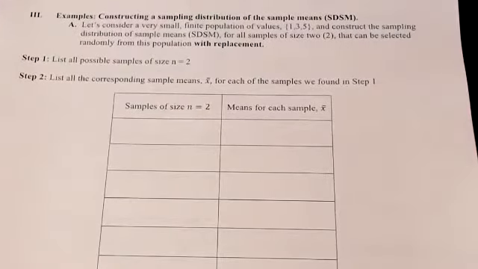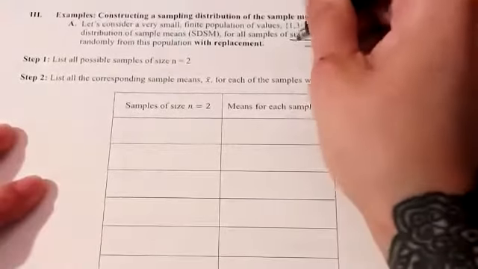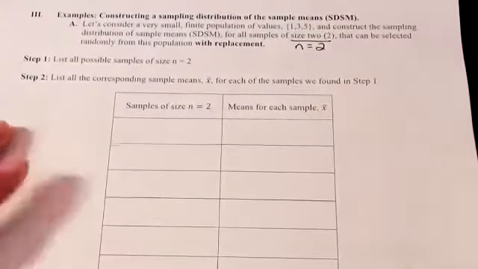Constructing a sampling distribution of the sample mean. So we're going to learn how to actually build a table with this given information. Let's consider a very small finite population of values. Let's say the only values you have are 1, 3, and 5. We want to construct the sampling distribution of sample means for all samples of size 2, right? That means n is equal to 2.